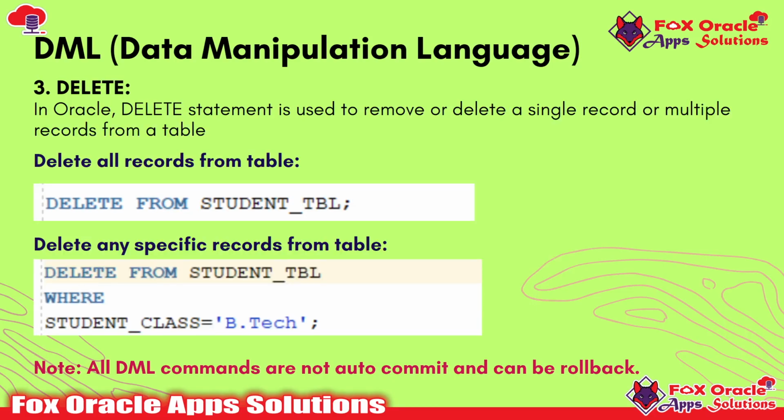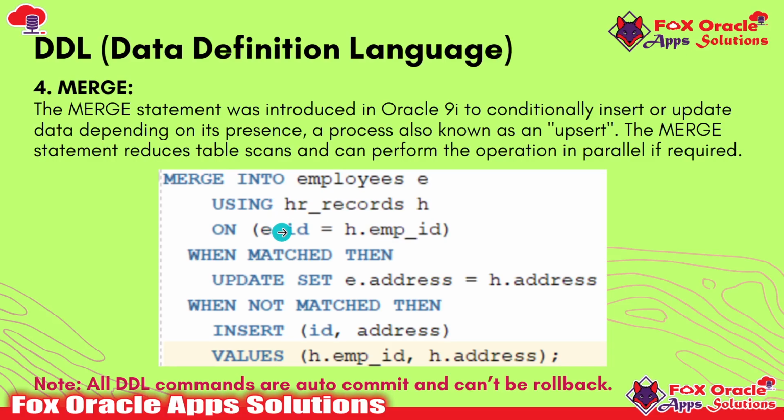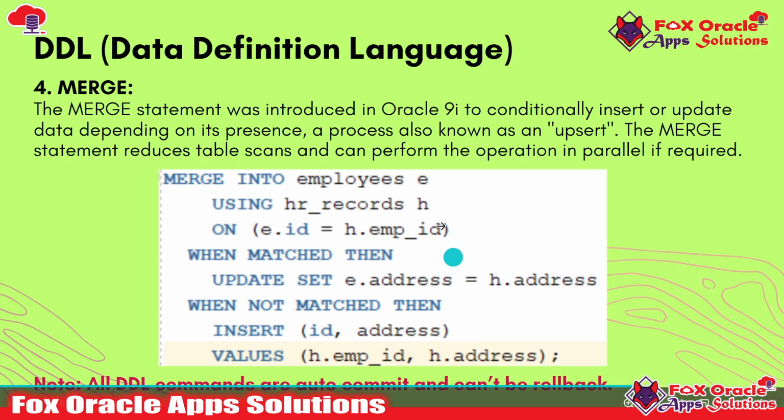So if a new record comes, for example a new employee or a new student, it will insert the record. And if that student already exists in the table, it will update the student. So that's why we are using the merge operation.